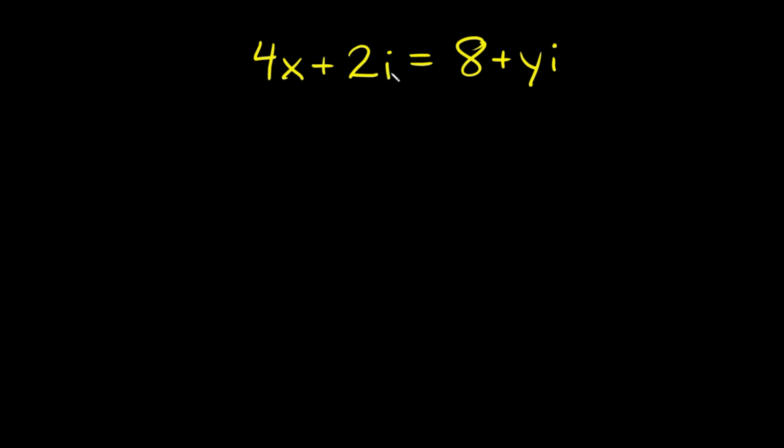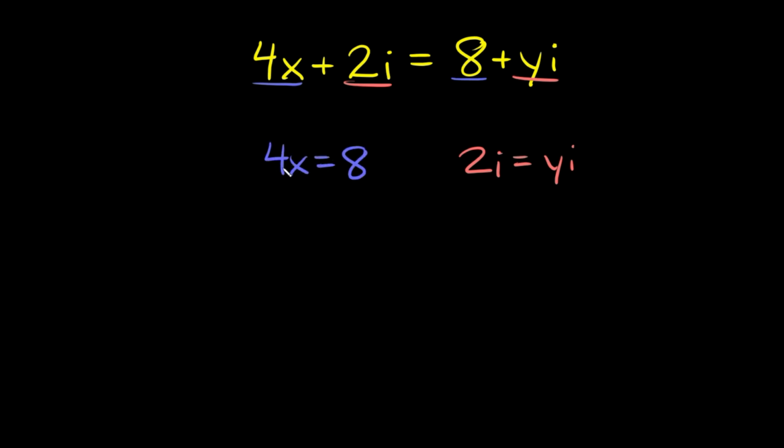So here you can see, let's start with imaginary numbers. Here we have an i, here we have an i, right? 2i, yi. So we're going to just set those equal to each other. So we're going to say that 2i is equal to yi. All right, and then we're going to take the other two, so this 4x and this 8, and we're going to set those equal to each other, right, since those are just kind of normal. So we're going to say that 4x is equal to 8.